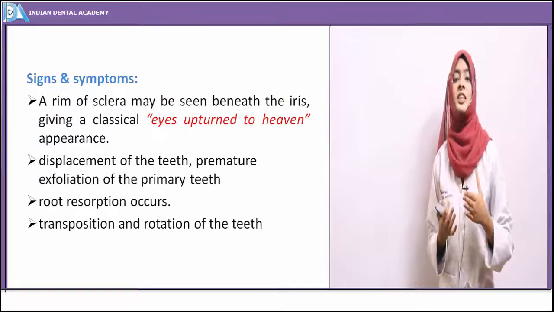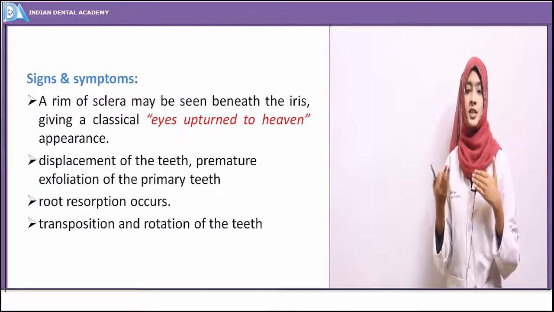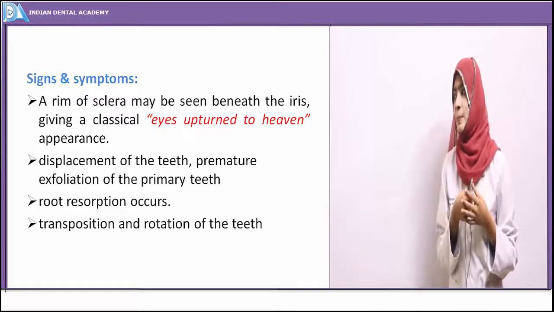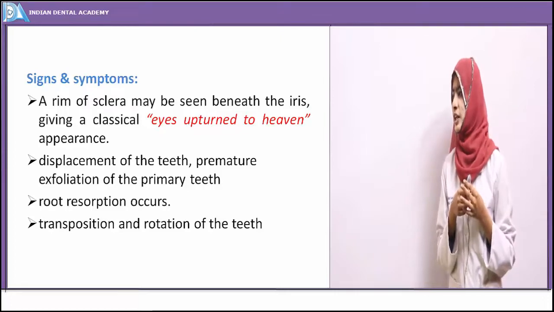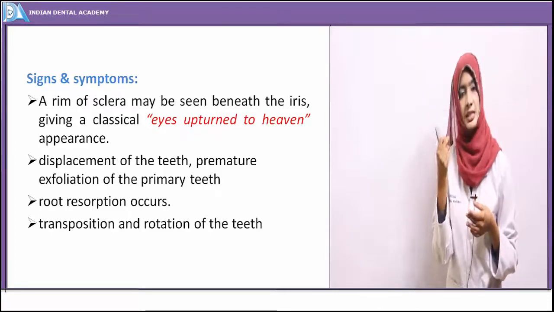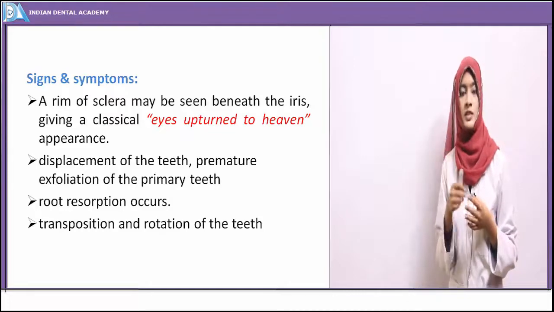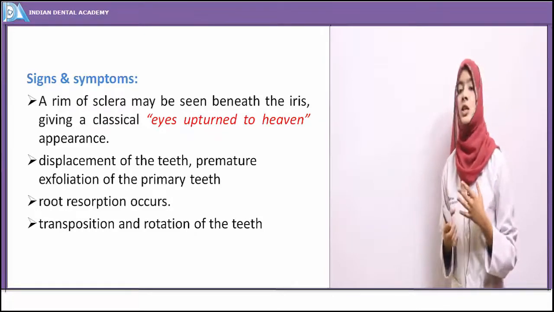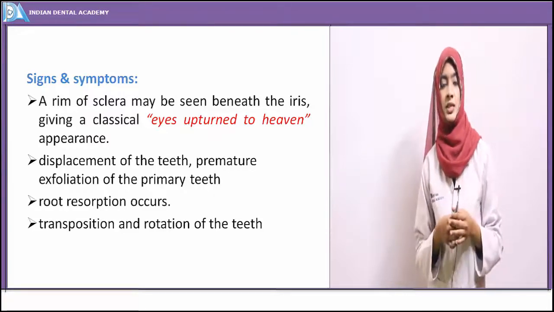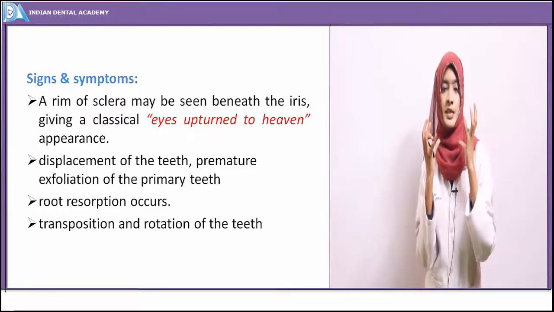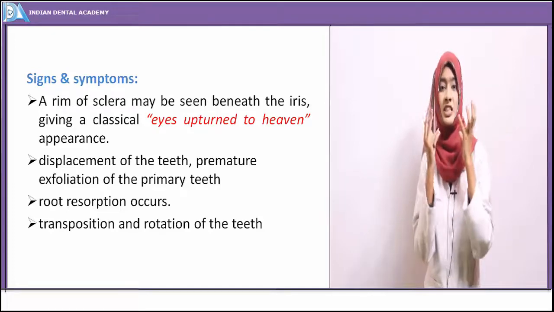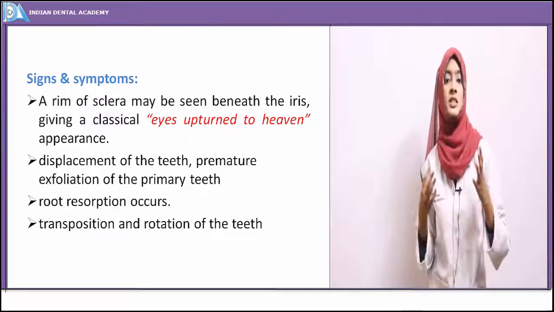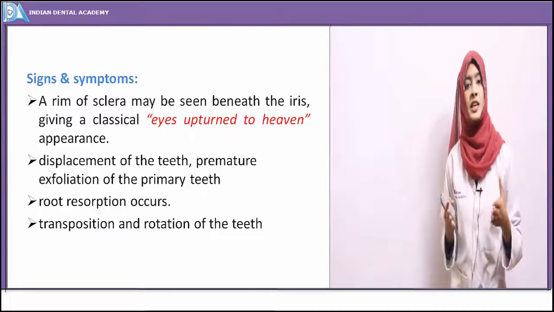The characteristic feature of cherubism is the sclera. Beneath the iris you can see a rim of sclera that gives the appearance of eyes turned to heaven. So whenever you see the child, he shows the full-faced appearance, that is, the characteristic chubby cheek appearance. The maxilla may be enlarged aggressively; it shows excessive enlargement.